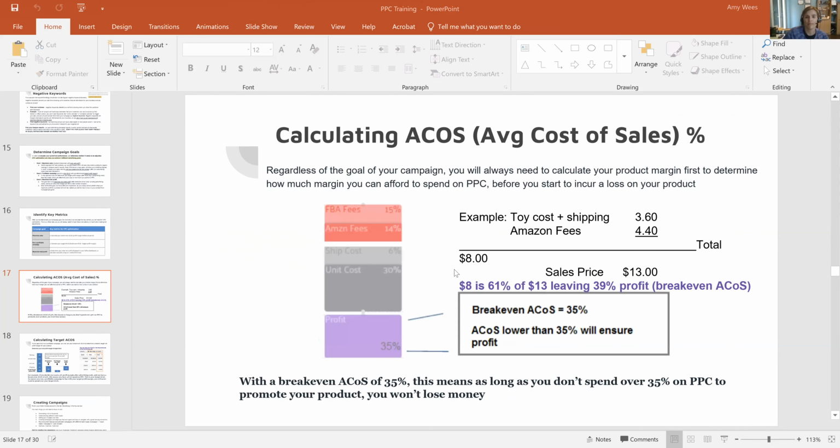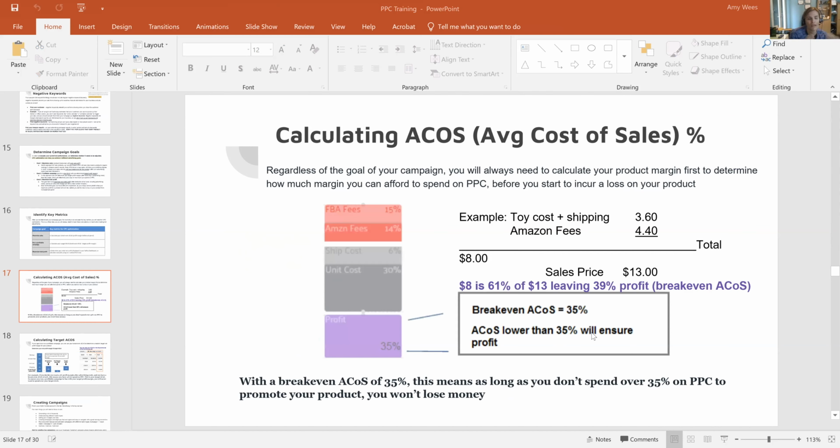So if my toy cost plus shipping is $3.60, and my Amazon fees are $4.40, that gives me a total cost of $8. And my sales price is $13. Well, my break-even ACOS then is my profit margin, which is 35%. So an ACOS lower than 35%, if that's my profit margin, is going to ensure a profitable PPC campaign.